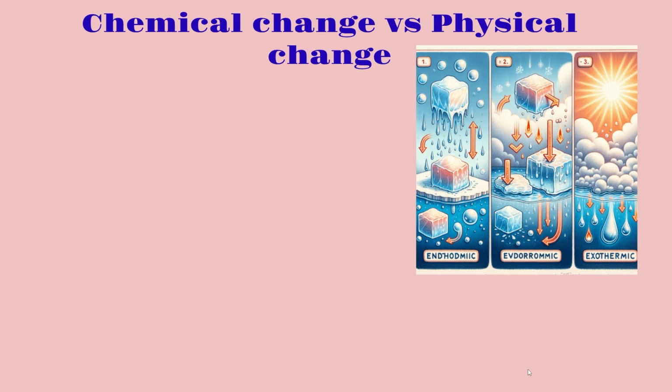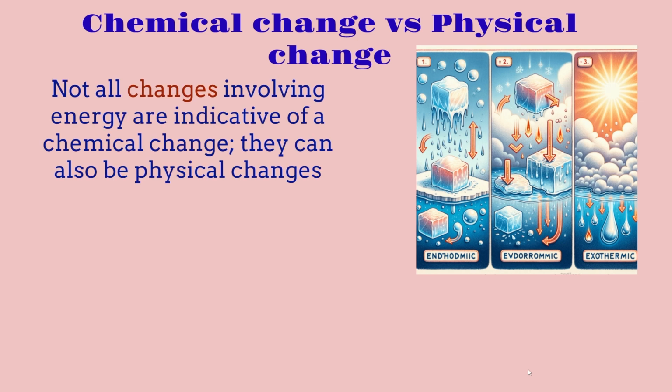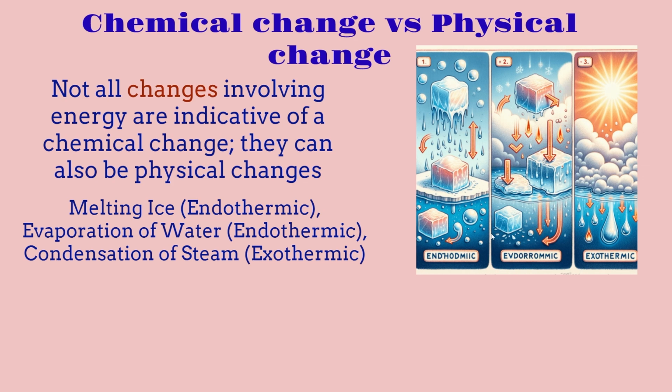So now moving on, we're going to talk about the difference between chemical change and also physical changes. So not all changes involve energy as chemical changes. They can also be physical changes as well. And some examples of this is melting ice, which is endothermic. And inside of melting ice, there is no actual chemical change that occurs. It's just a simple process of change in state of matter. And then inside of evaporation of water, it's also endothermic, and then condensation of steam is exothermic. So basically here we're saying that exothermic and endothermic reactions can also occur in physical changes as well, not only chemical changes.